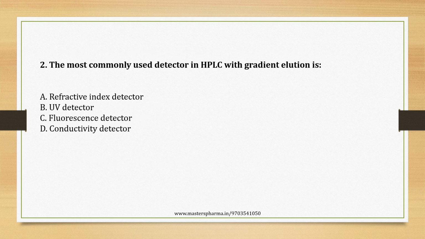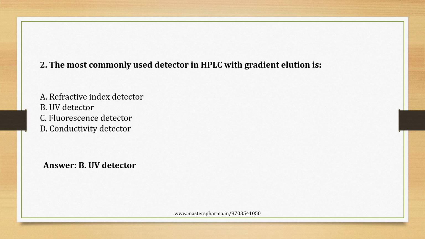The second question: the most commonly used detector in HPLC with gradient elution is: Option A, refractive index detector. Option B, UV detector. Option C, fluorescence detector. Option D, conductivity detector. The correct option is option B, UV detector. A UV detector, especially a diode array detector, works very well because most common solvents used in gradients, like acetonitrile, methanol and water, have low UV absorbance. So it is the commonly used detector in HPLC.